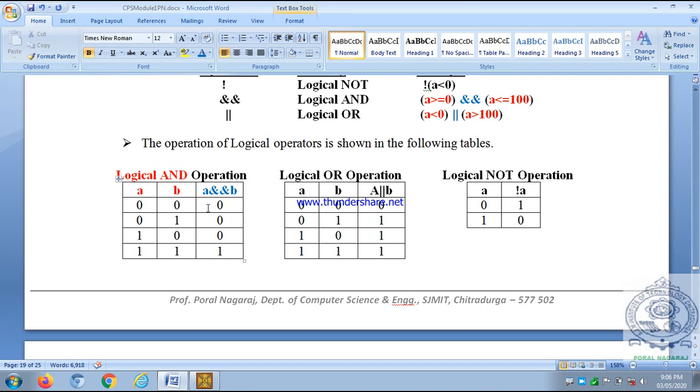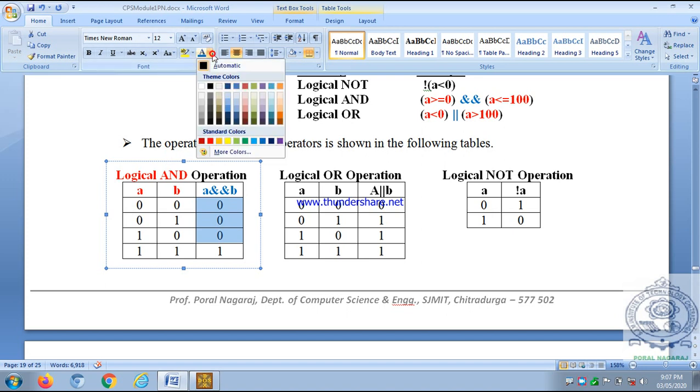That's why 0 and 0 is 0. 0 and 1 is 0 because one of the operands is 0. 1 and 0 is 0 because one of the operands is 0. So that's why the result is 0. Here, no operand is 0. Both operands are 1. That's why the output is 1. A logical AND B is 1. So this is how the logical AND operation is performed. Any one of the operands is 0, the output is 0. So this is what you have to remember.